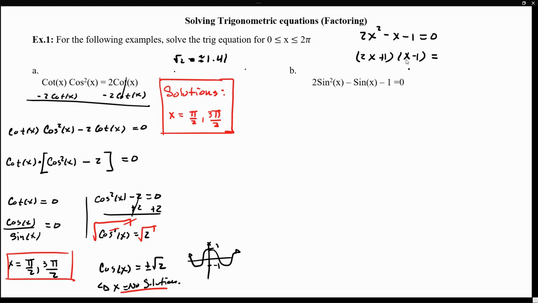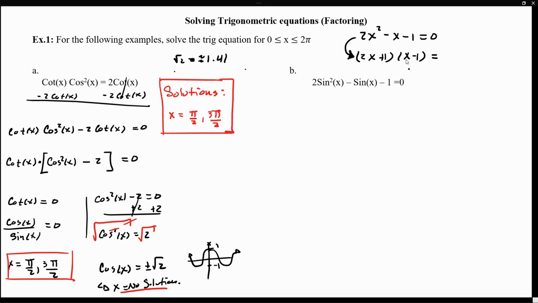Right? 2x times x, that's 2x squared, minus 2x plus x minus 1. That's definitely what we do have here. So notice that we were able to factor out a trinomial the way that we have done it in our previous classes from either Algebra 2 or Algebra 1.